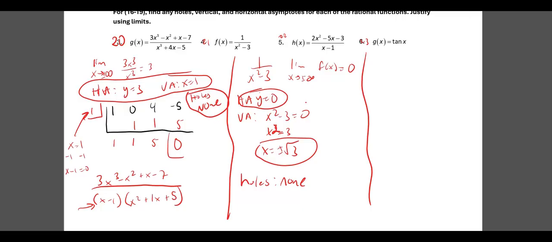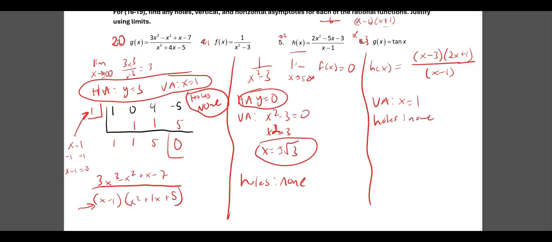All right, so this is factored, for h of x right here. So vertical asymptote, x equals 1. Holes, there are none. And then if you do the end behavior model, there's no horizontal asymptote. I'm not going to write that out. You know what the end behavior model is. It's top heavy. So no horizontal asymptote.